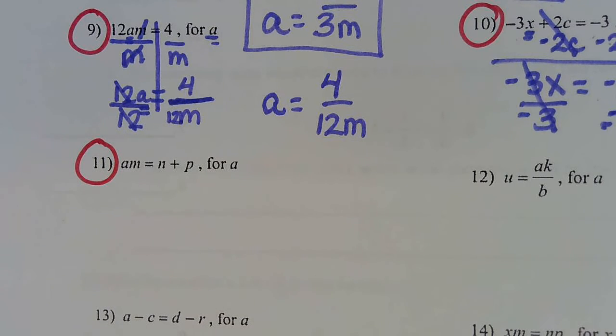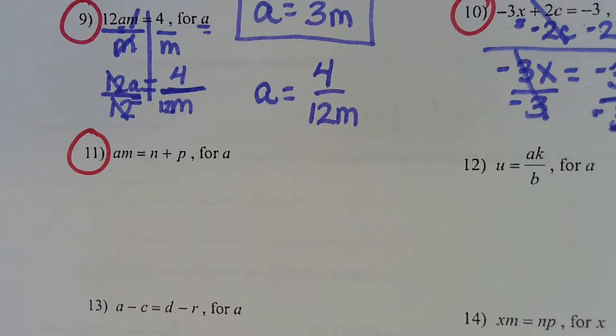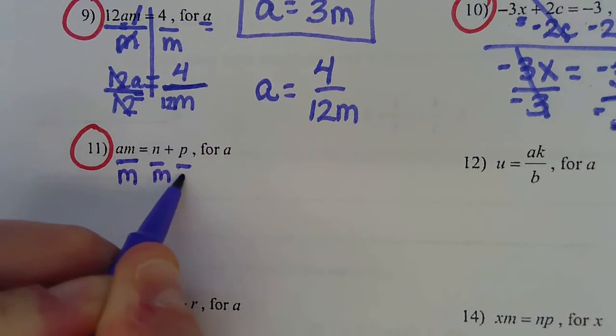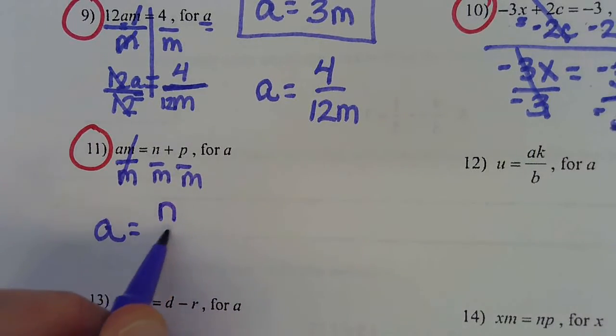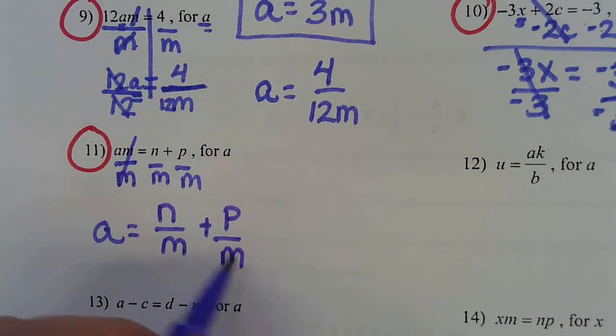And then the last one is number 11. AM equals N plus P. For number 11, what would we need to do to get A by itself? Divide by M. Everything gets divided by M. So you get A equals N over M plus P over M.